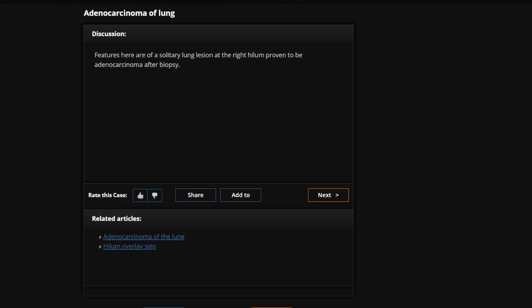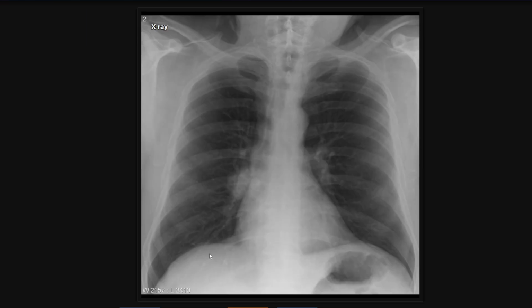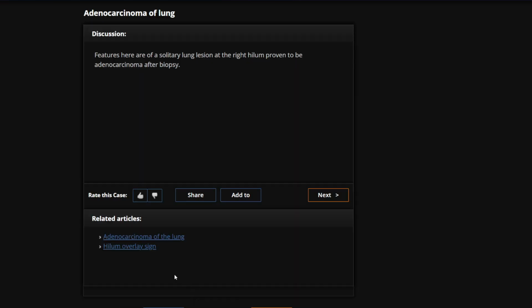So what did we learn here today? We learned that if you ever see a solitary pulmonary nodule in the hilum, don't confuse it with hilar lymphadenopathy or hilar adenopathy. Always check the nearby mediastinum as well as the pulmonary blood vessels. If they're not affected, that is known as the hilum overlay sign.